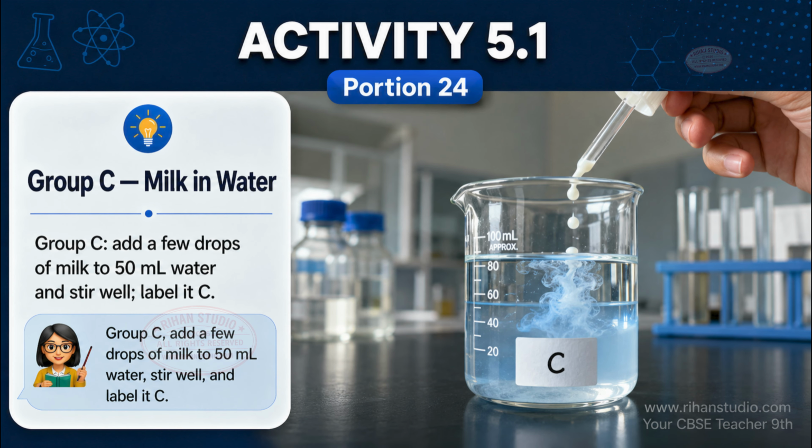Activity 5.1. Group C. Add a few drops of milk to 50 milliliter water and stir well, then label it C. Group C. Add a few drops of milk to 50 milliliters water, stir well, and label it C.